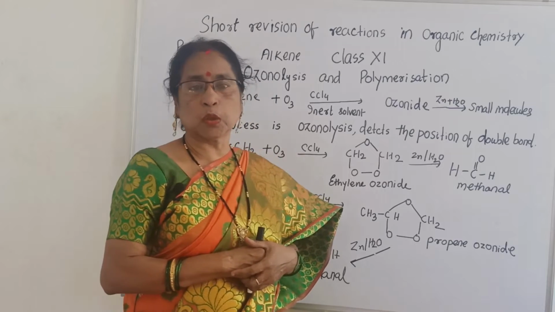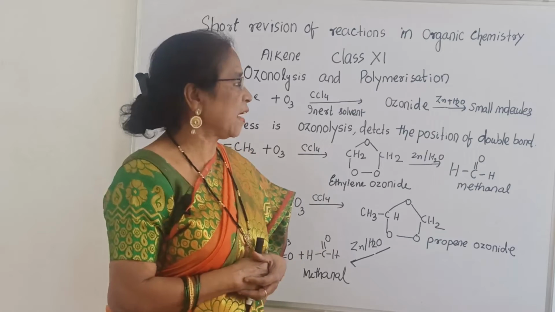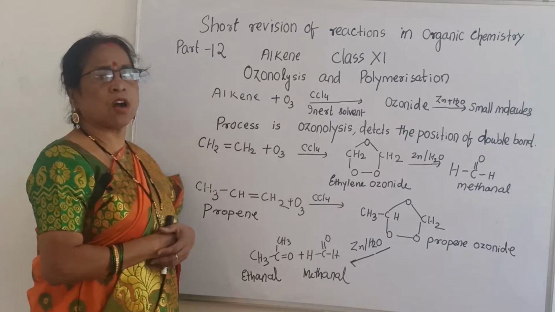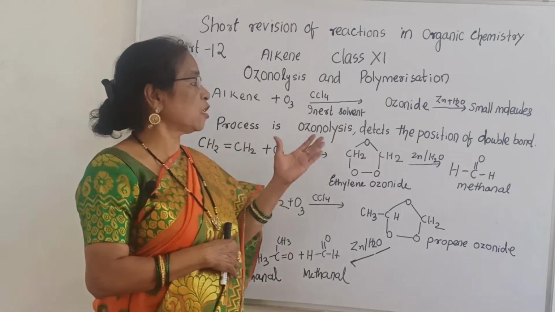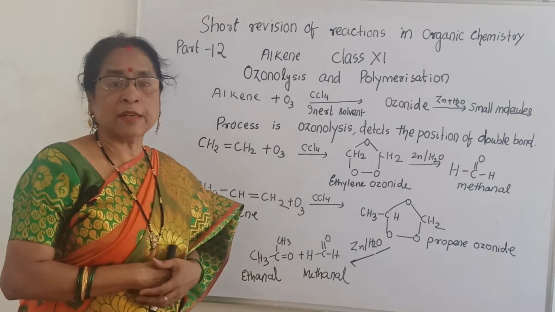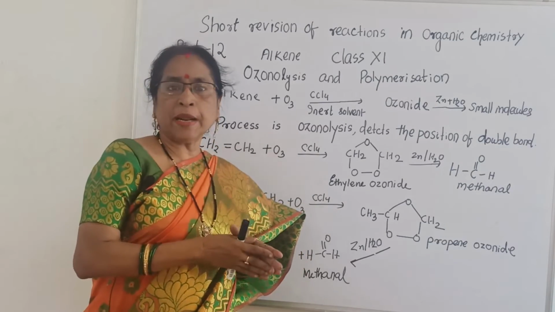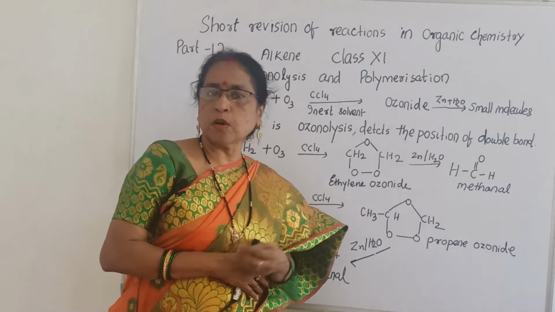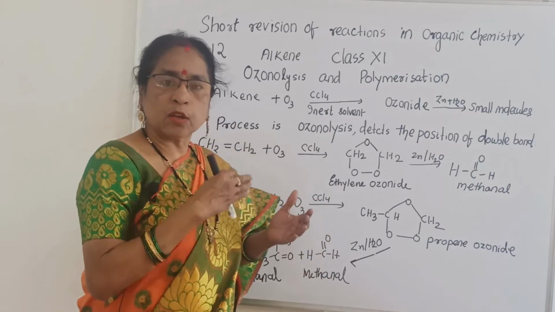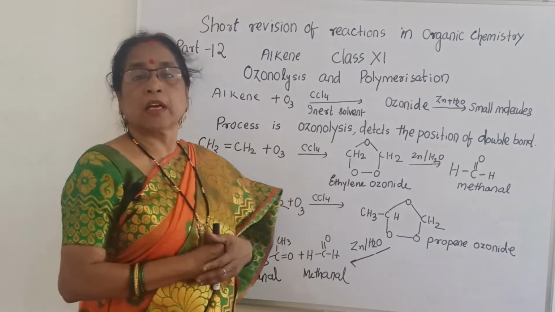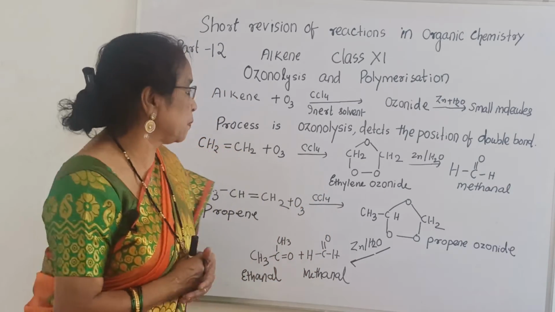it gives small molecules, generally aldehyde. So see here, the process is called ozonolysis, and it detects the position of the double bond. We detect where the double bond is present, that will break, so it will give different small molecules. Similarly, it is also useful for the triple bond. We can also detect where the triple bond is present.